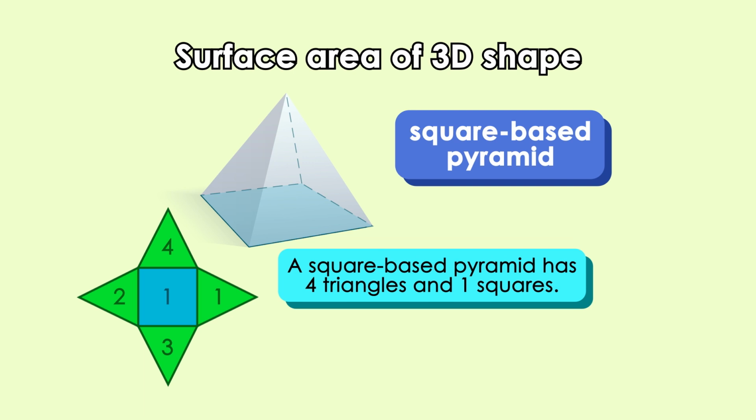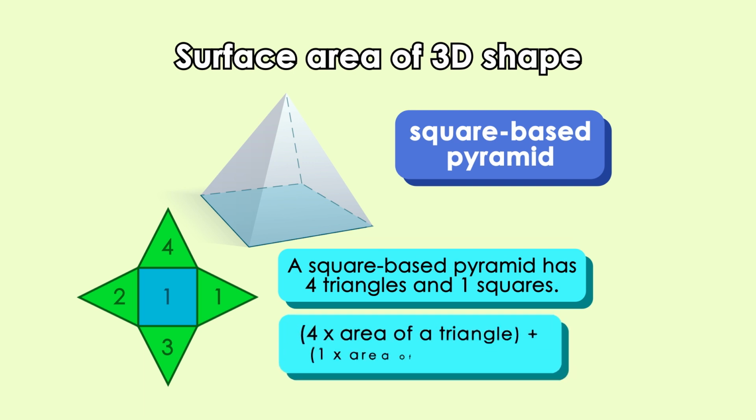So, how do we calculate the surface area of the pyramid? That's right! The surface area of the pyramid can be calculated by adding 4 multiplied by the area of a triangle and 1 multiplied by the area of a square.